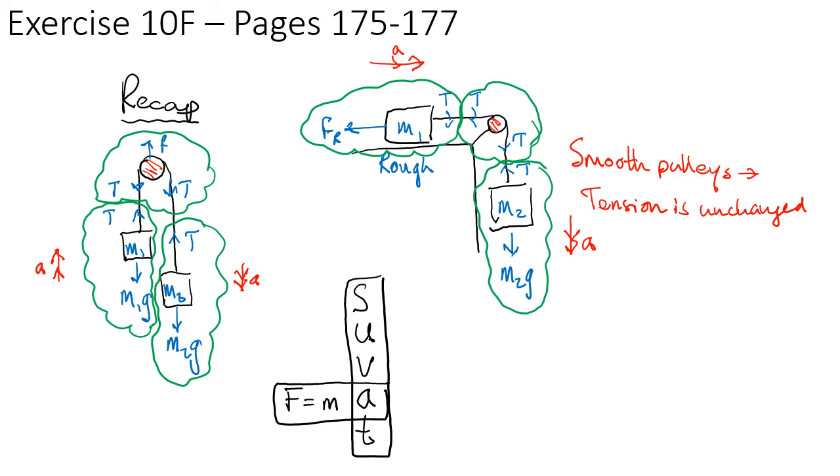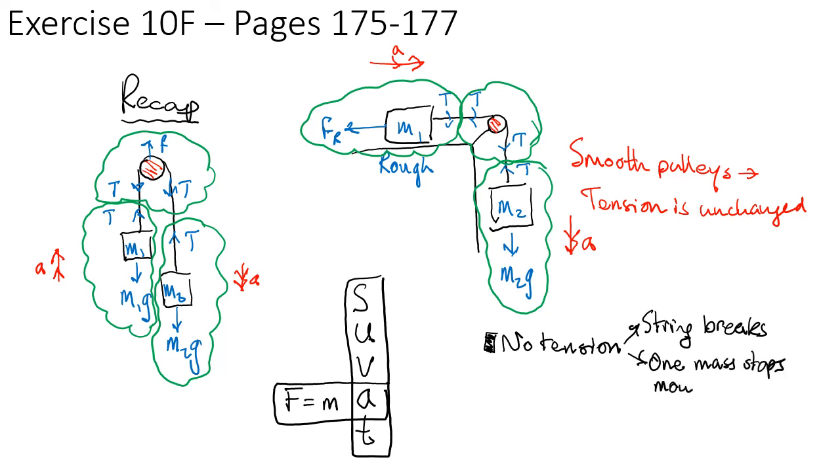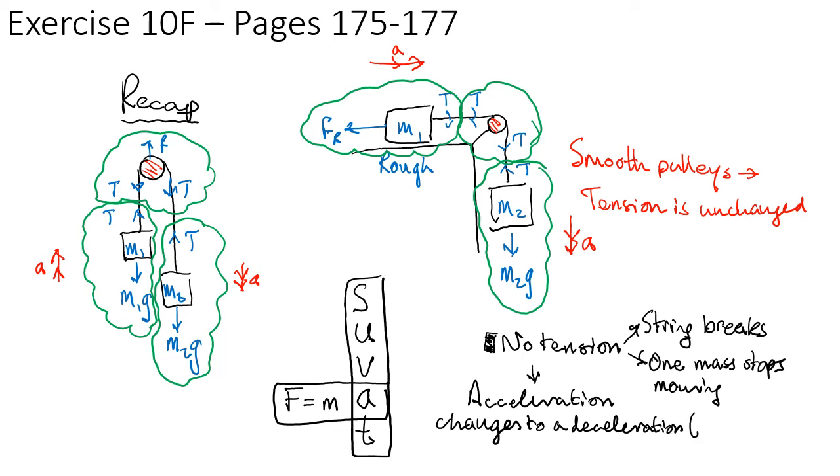And lastly, when there's no tension, and there will be no tension if the string breaks or if one of the objects hits the ground, so one mass, let's say, stops moving for some reason, then there will be no tension. When there is no tension, the acceleration changes, and then the acceleration normally changes to a deceleration, which you will need to work out by using F equals ma. And then once you've got that new acceleration or deceleration, you can then use SUVAT to work out how long it's going to be moving for, how far or how long.